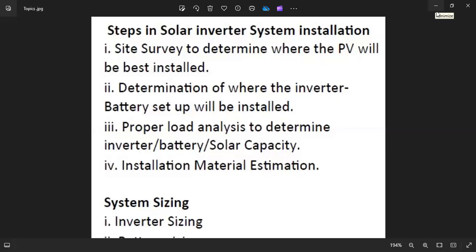So first things first, I would like to open an Excel sheet so that we can do something there. Coming in 1 minute.